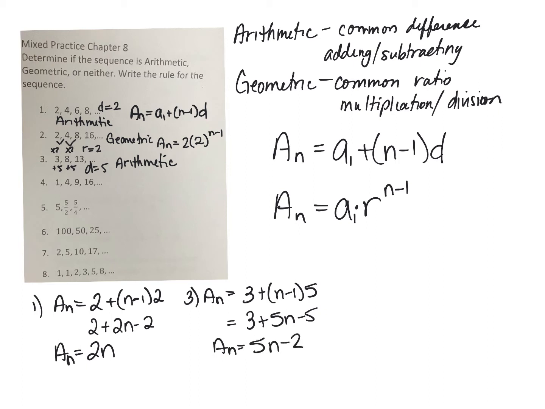Now number 4, 1, 4, 9, 16. I'm not adding the same thing every time. It's plus 3, plus 5, plus 7. Can't multiply by the same thing, but these are perfect squares. So this is neither. And our equation is n squared. 1 squared is 1, 2 squared is 4, 3 squared is 9, 4 squared is 16.